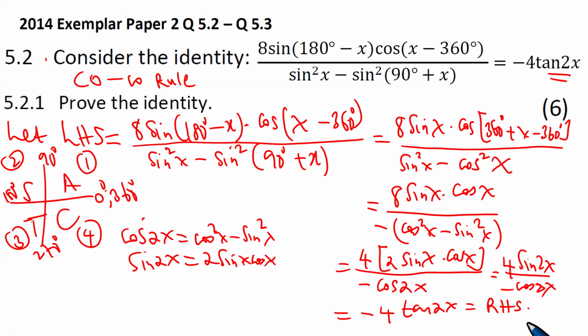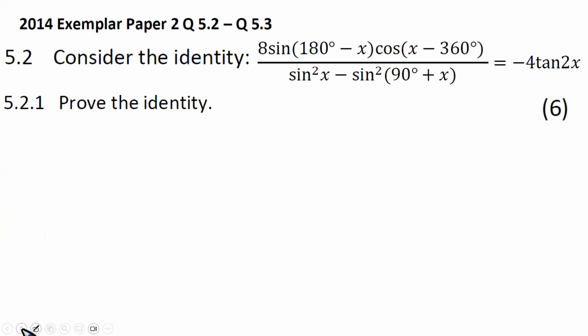We continue. Okay, we were to prove the identity, and we have proven the identity because the right-hand side is minus 4 tan 2x. Next question.